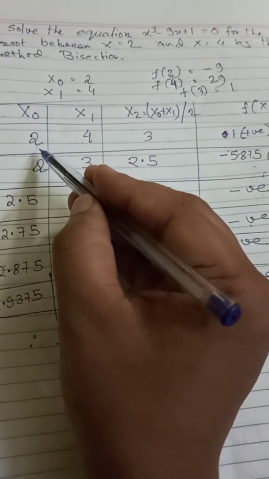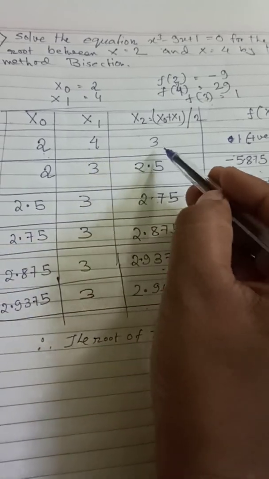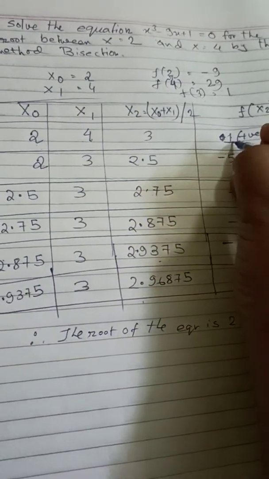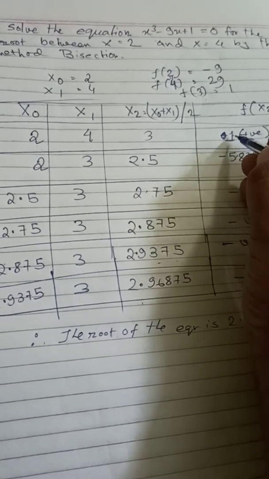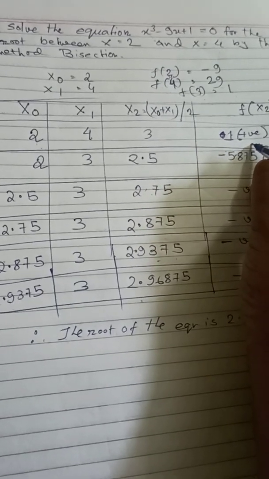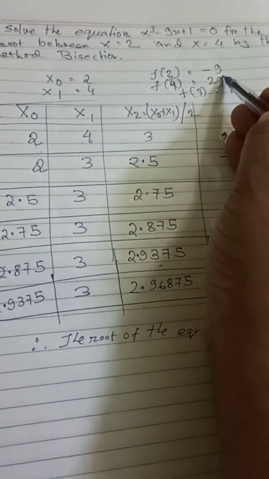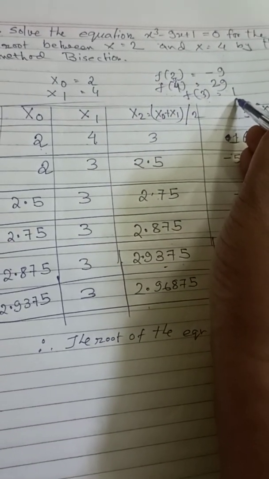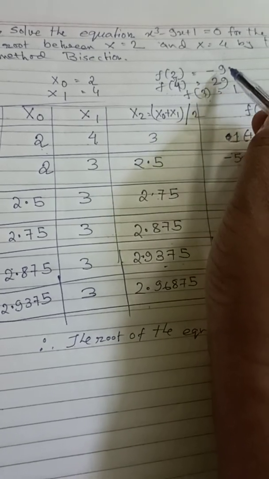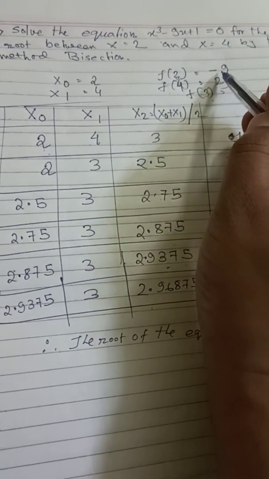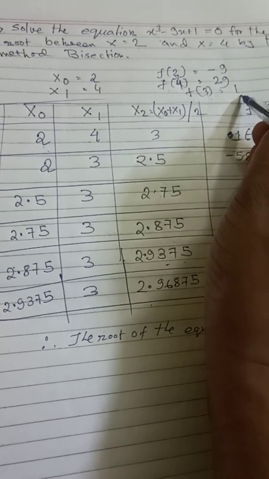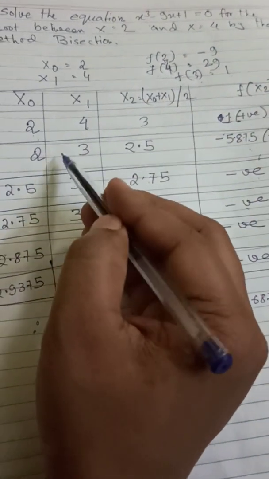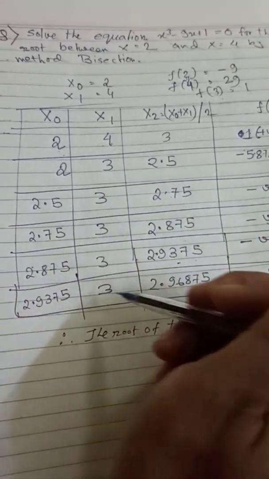So this is x0, this is x1. We next find x2 and f of x2. The value of f of x2 is 1, which is a positive value. As we can see, f of 2 is negative, f of 4 is 29 and f of 3 is positive. We always take two values, one positive and one negative. So with this one negative and this one positive, the root lies between 2 and 3.